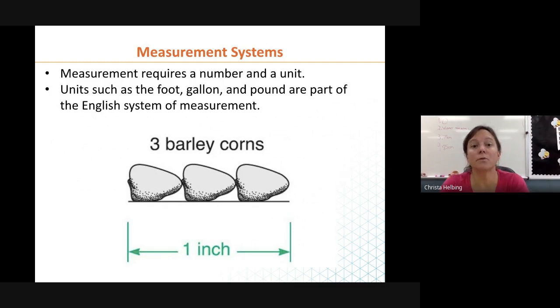Measurement requires a number and a unit. When I talk about 2 feet, there's 2 of these, and the unit is the foot. If I have 4 gallons, that tells me how much, the quantity, the number, and of what, because 4 gallons is different than 4 feet. In this one, I have 3 barleycorns. That's 1 inch. Again, we have the measurement and we have the unit.